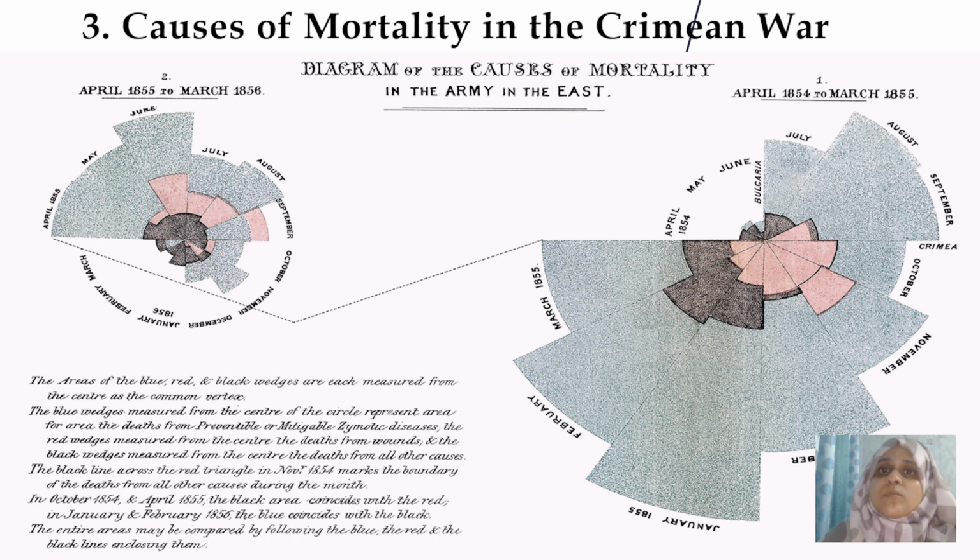Third is the causes of mortality in the Crimean War. Florence Nightingale's spiral chart revealed that most Crimean War deaths were from poor hospital conditions rather than battle. Now, the darker shade shows the combat deaths, whereas the lighter shade shows the deaths at the hospitals, making this pattern clear at a glance. Her work proved that visualization can drive real world change even against skeptics.